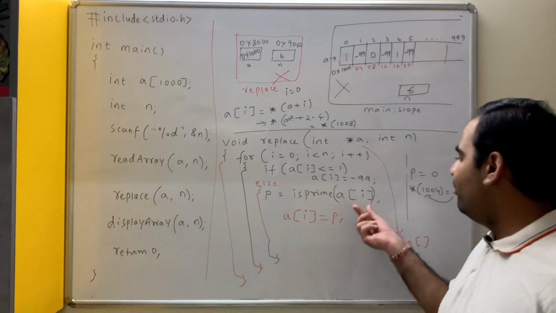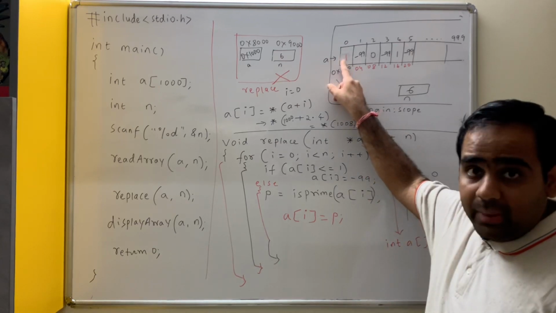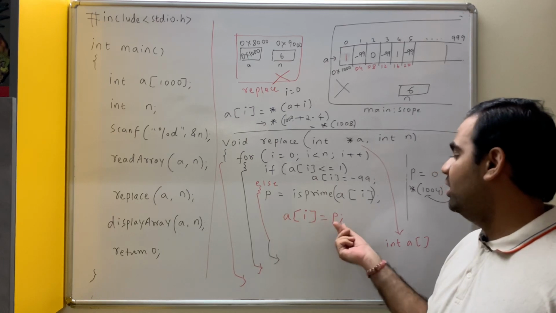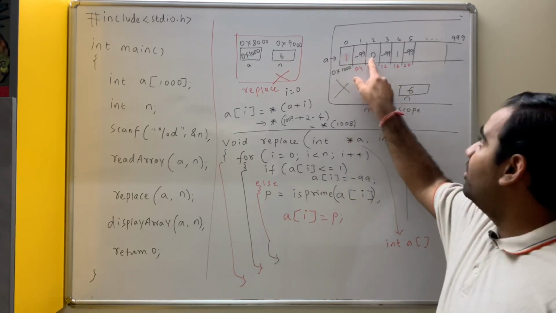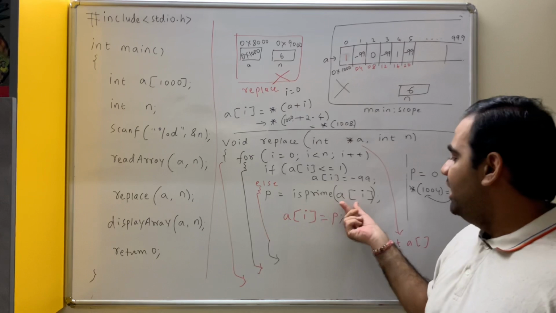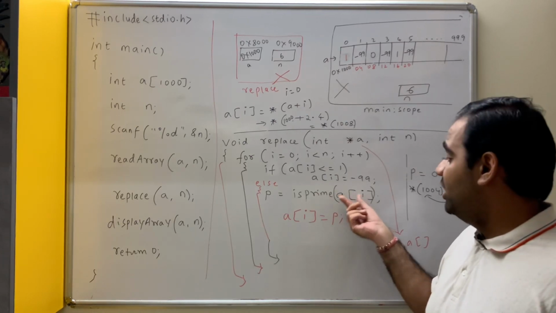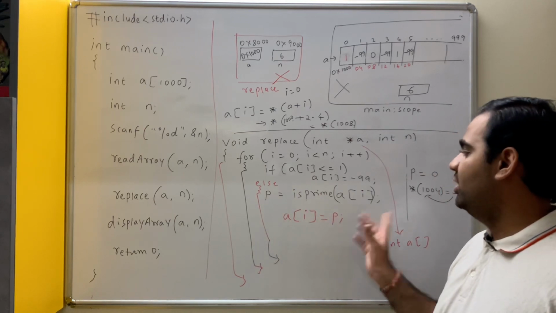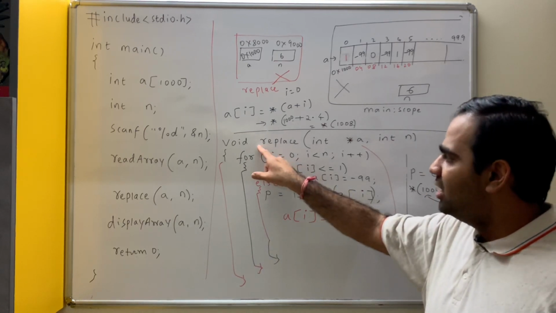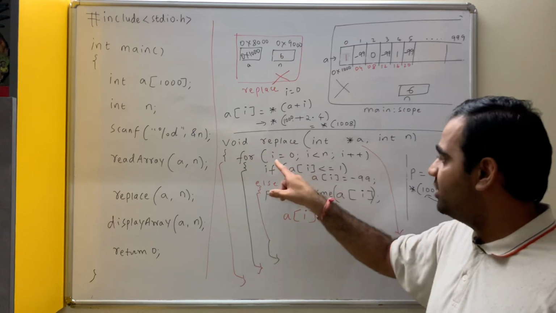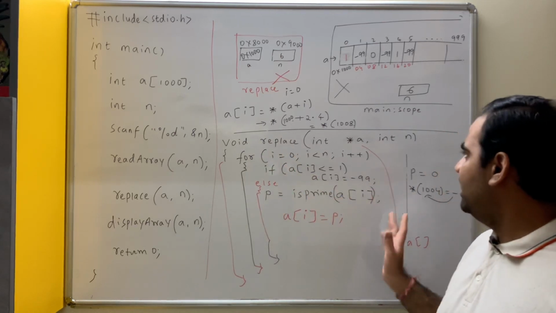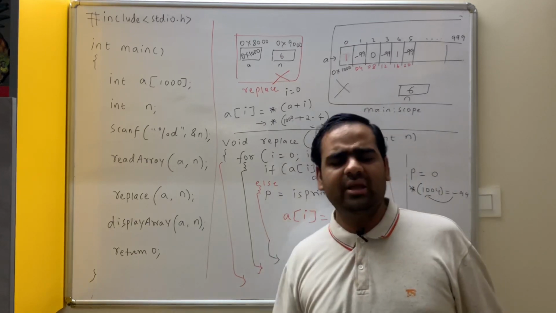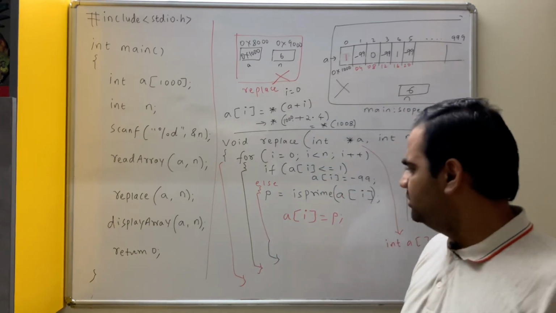Suppose A of 0 is 29. 29 is a prime number. Prime number means the value of P will be 1. A of 0 is equal 1. Suppose this is 10, A of 2 is an example. That means it's not a prime number. The value of P will be 0 and you say A of 2 is equal 0. You have to declare all the undeclared variables in the replace function like I, P and any other variable that is undeclared. This is the way we replace each and every element with 1 and 0.